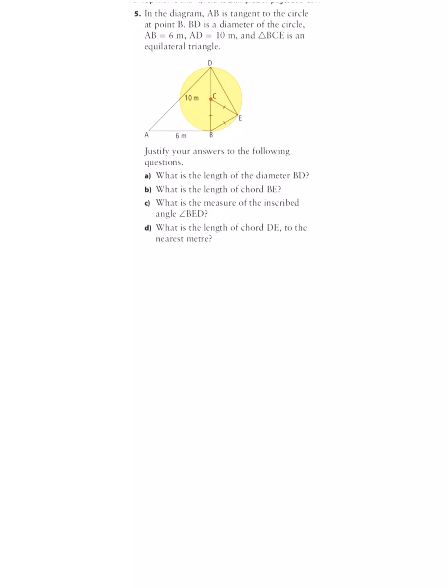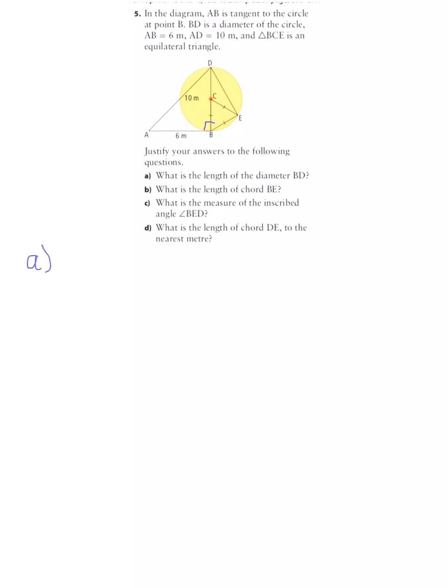Number 5, it says in the diagram, AB is tangent to the circle at point B. BD is the diameter, AB equals 6, AD equals 10, and triangle BCE is an equilateral triangle, so all the sides are the same. So let's go through and see what we can figure out here. Part A. What is the length of diameter BD? Okay, so because it's tangent at point B, we know it's 90 degrees. That's how we prove that.